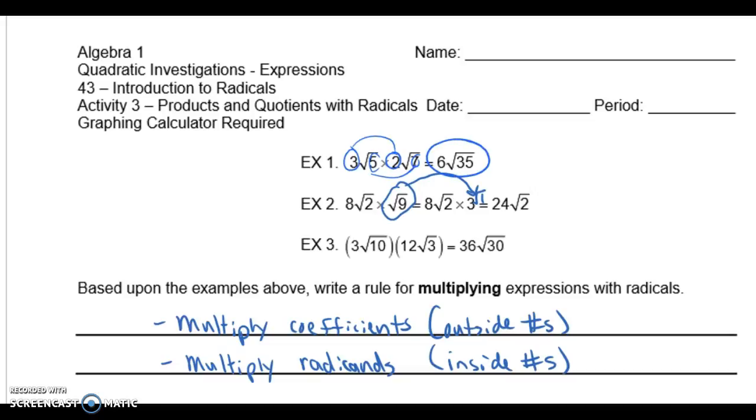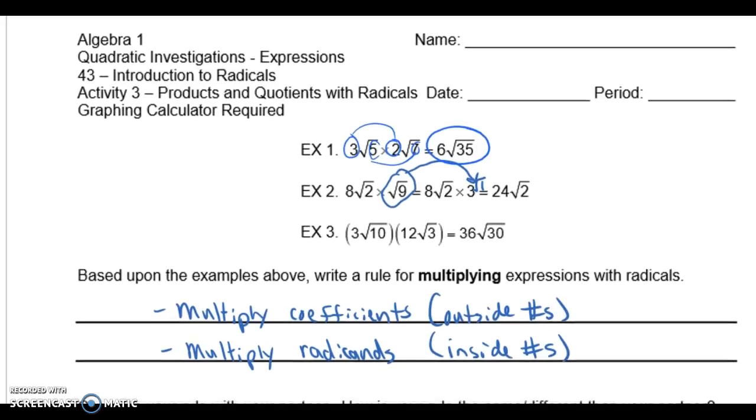And it worked the same for all the other ones. 2 was kind of a cool exception, though, because if you have the square root of 9, we know that better is just 3. So first thing we did is turn that into a 3, and then we can multiply. So when we're multiplying radicals, we're going to multiply the coefficients. Those are the numbers that are on the outside of the radical symbol. And then we're going to multiply the radicands. Those are the numbers that are inside of the radical symbol.